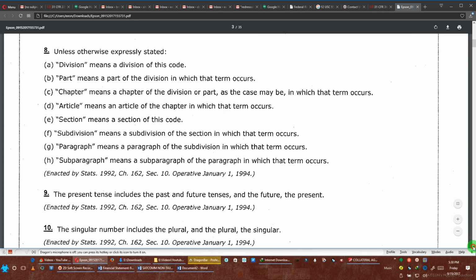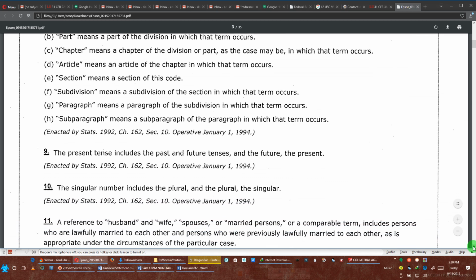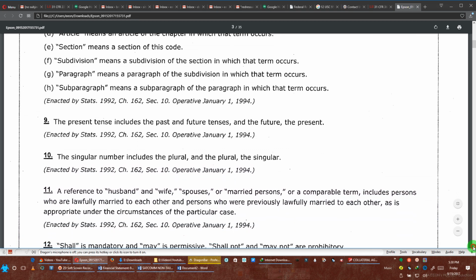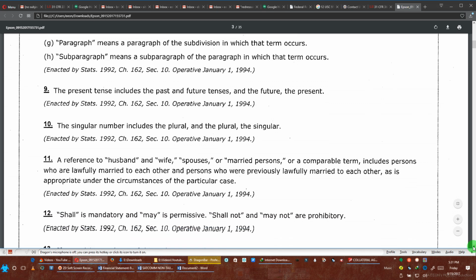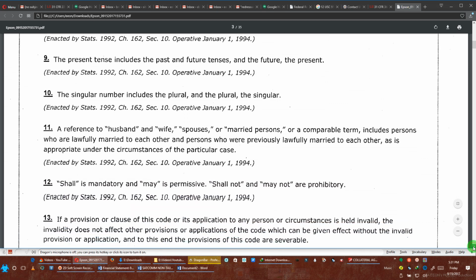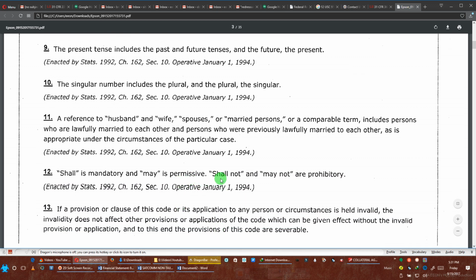I need to see if singular reference to husband, wife, spouse, married person, comparable term includes person who are lawfully married, shall is mandatory, may is persuasive, shall not and may not is prohibitory. So in California, apparently shall and shall not and may not, those are words that mean something, mandatory. So when the law says it shall, they shall do this.